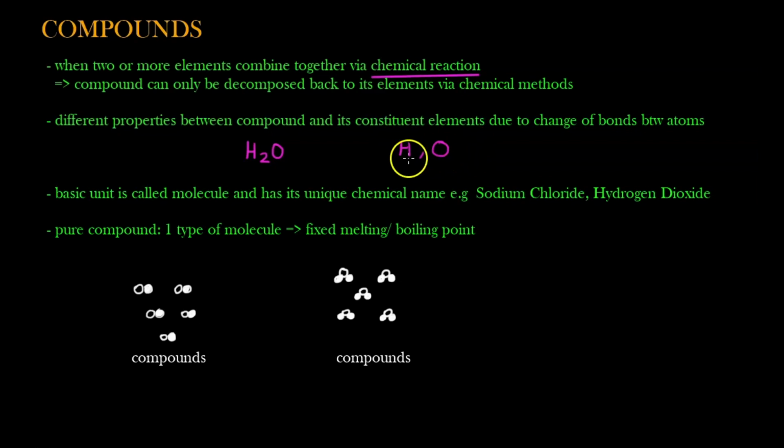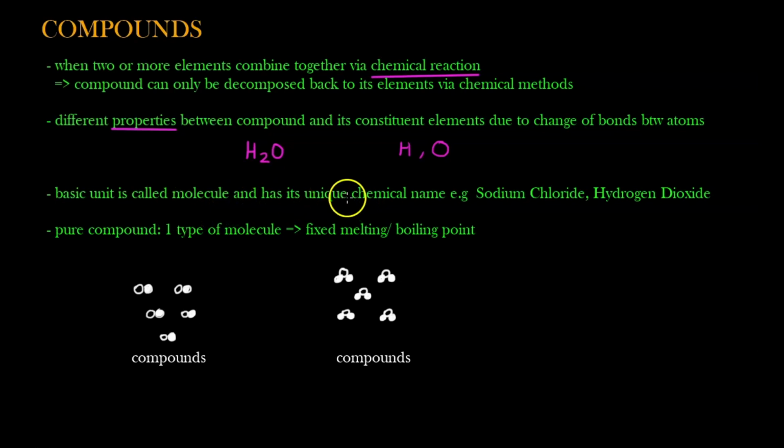Individually, we know that hydrogen gas is a gas and oxygen gas is also a gas. But water is a liquid at room temperature. So this is one property difference already. Other properties, for example, include different reactions, etc. So they have different properties between the compound and its constituent elements. The basic unit of a compound is called a molecule.